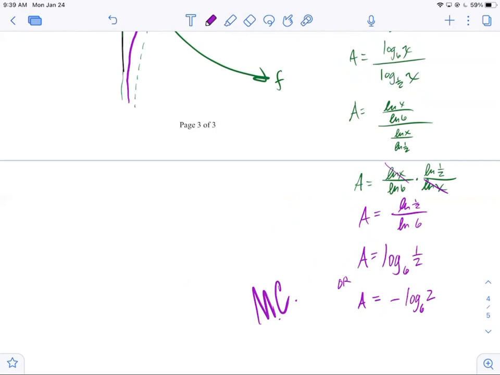So now notice when I put log base 6 of 2 there, the negative is what I expected it to be. It's going to flip it. And then 6 to what power is 2? It's less than 1, right? So it's going to be a compression.